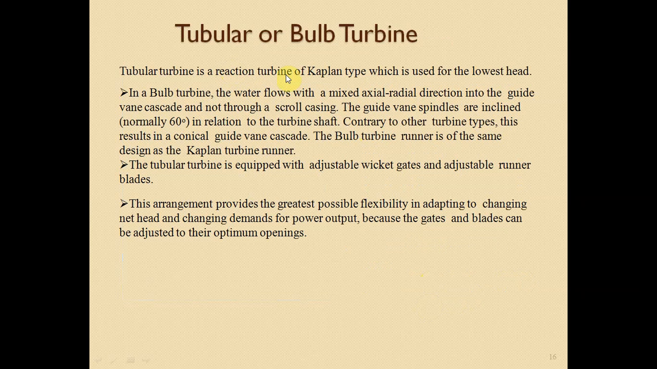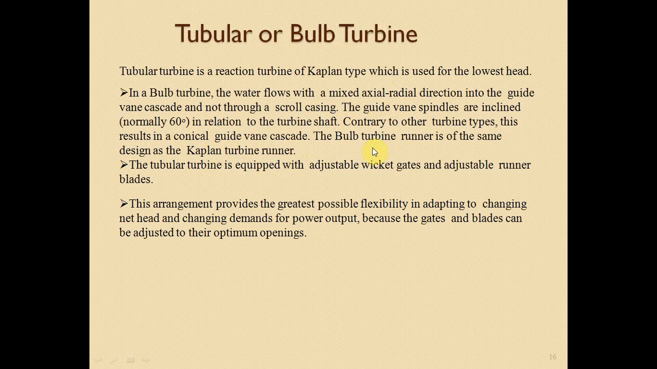So next one, the tubular or bulb turbine. The tubular turbine is a reaction turbine, a type of Kaplan turbine, which is used for the lowest heads. In a bulb turbine, the water flows with a mixed axial-radial direction through a single guide vane cascade, and not through a spiral casing. The guide vane spindles are normally inclined at 60 degrees in relation to the turbine shaft. Contrary to other turbine types, this results in a conical guide vane cascade.